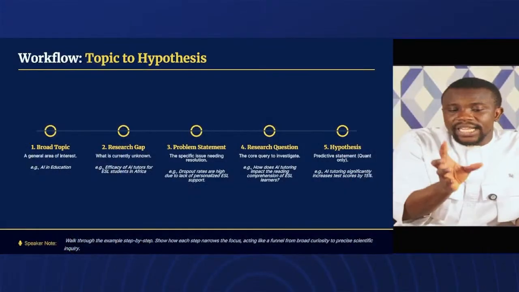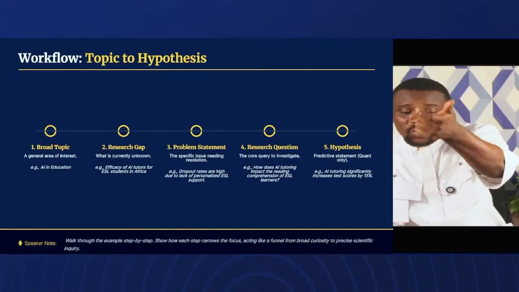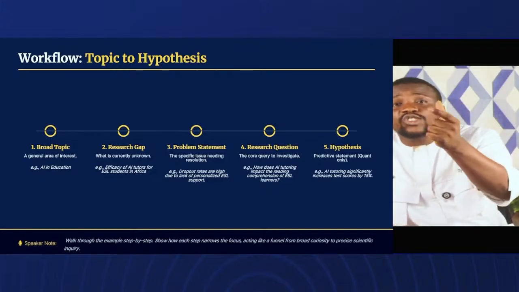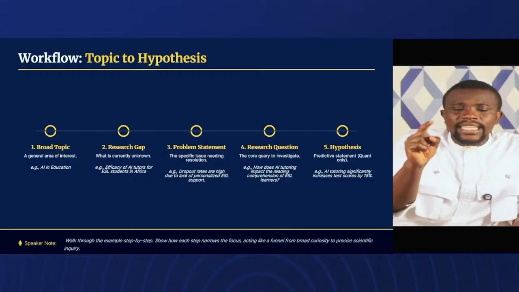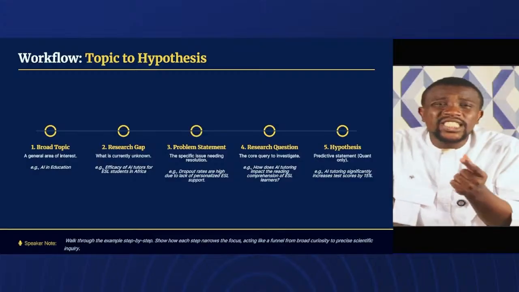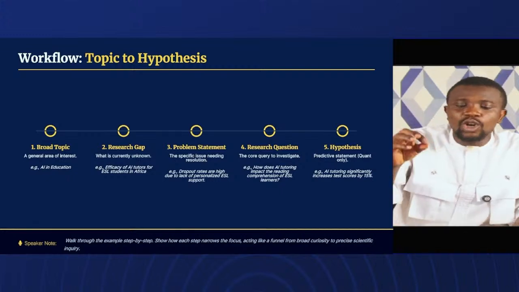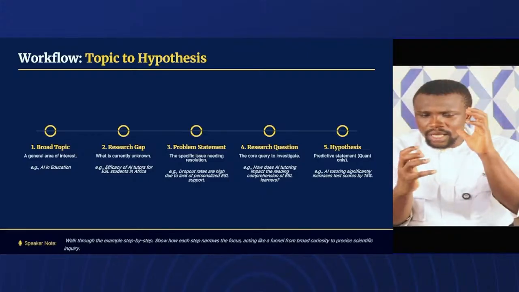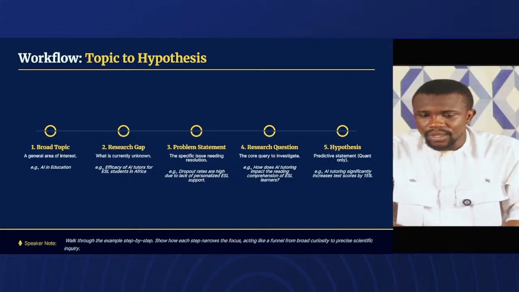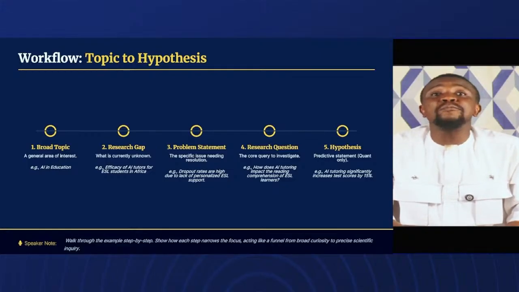Then, don't forget, I start with a broader topic, then the research gap, then the problem statement, then the fourth one is your research question. You get your research question from your problem statement. It means the core query you want to investigate. For example, how does AI tutoring impact reading comprehension? You see? Research question. Then from your research question, ladies and gentlemen, you are going to get your hypothesis.